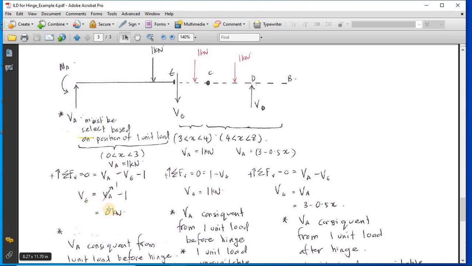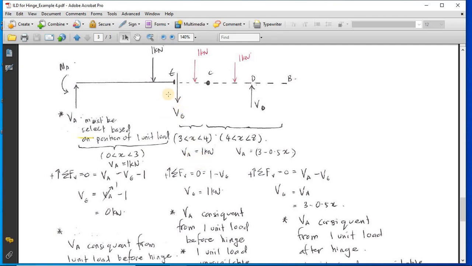equal to 0 kilonewton. Okay, let's move to another position of the 1 unit load, which is on this particular range, 3 to 4. So for this position of the 1 unit load, the condition is after point E, but before the hinge. Since this 1 unit load is before the hinge, the VA must remain the same, based on the first set of reaction, which is VA equal to 1 kilonewton.